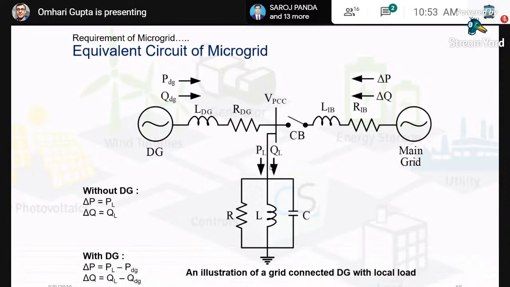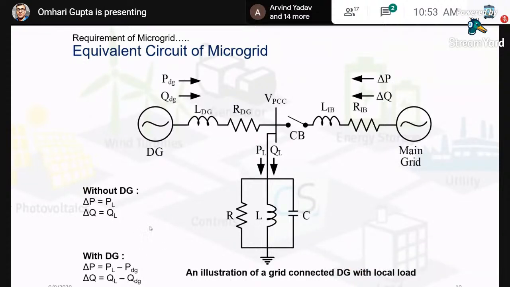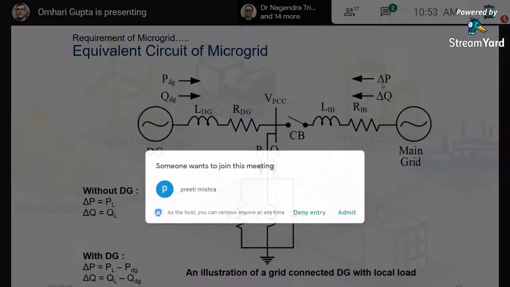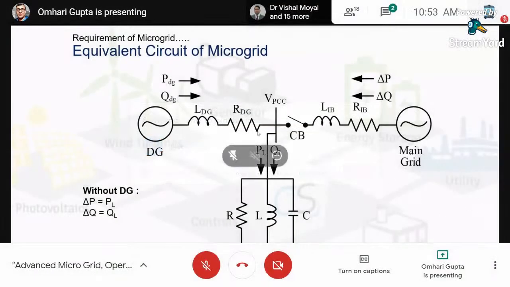from the DG. So if we talk about active power, this PL will be nothing but PDG plus delta P. That is also written here. With DG, if you take out PL here, this will be delta P plus PDG. Why have we kept this delta P? The grid is supposed to supply only the difference between the DG power and the load power.